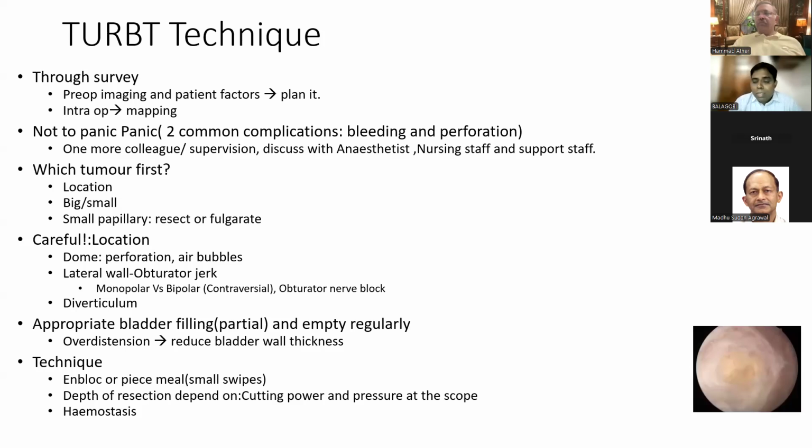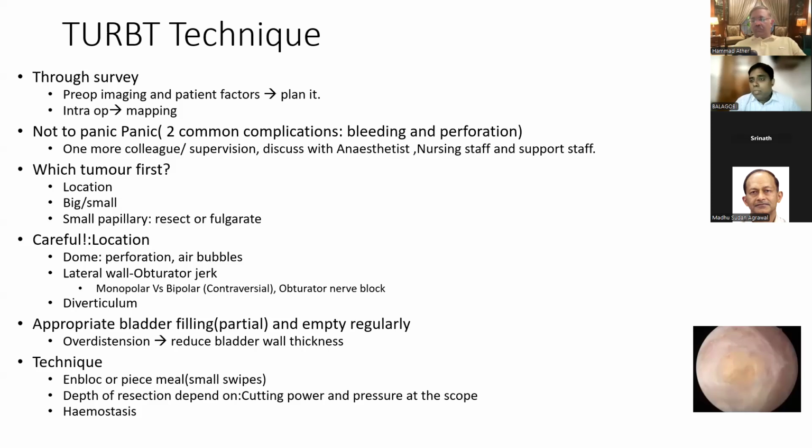So I think we have to discuss where to start, whether you will start at the dome, lateral wall or posterior wall. I prefer to start at the floor of the bladder, then move to the easy one and on to other places. But some people say start in the dome, because when you do a lot of resection, a lot of air bubbles in the dome disturb your vision. So that's a good question, where to start. But I prefer to start from the easy side, because at the lateral wall there may be some obturator reflex.